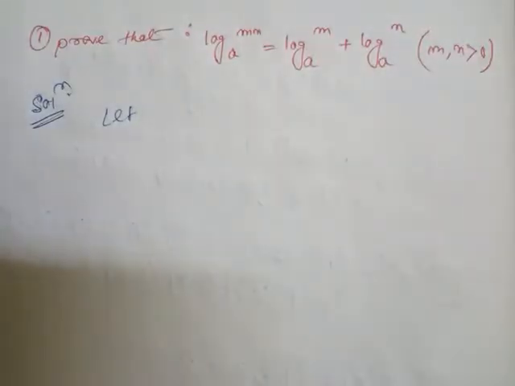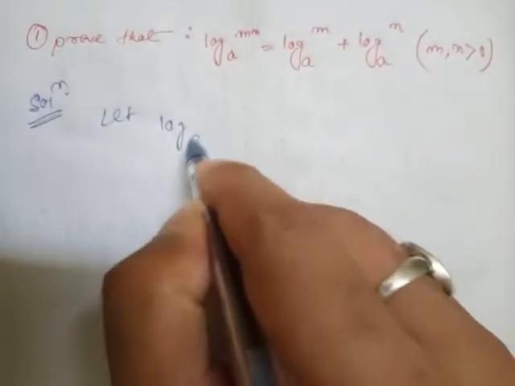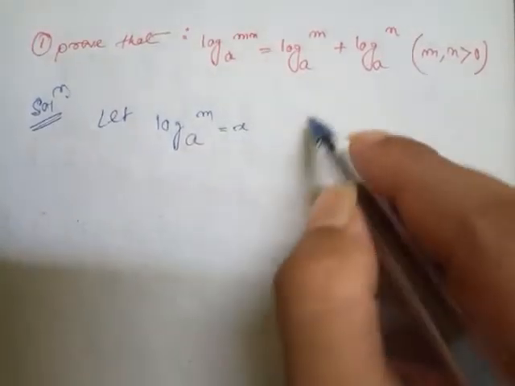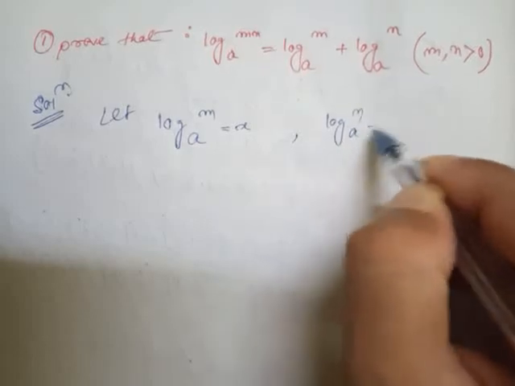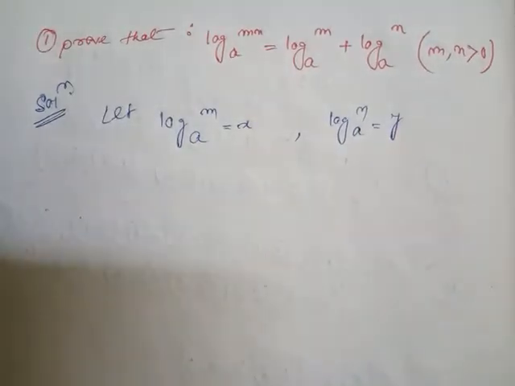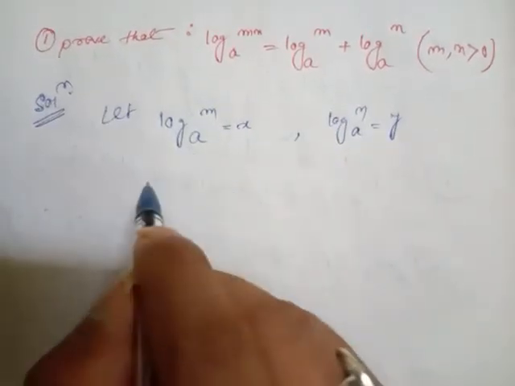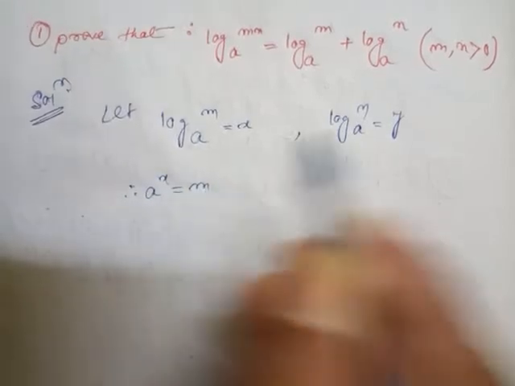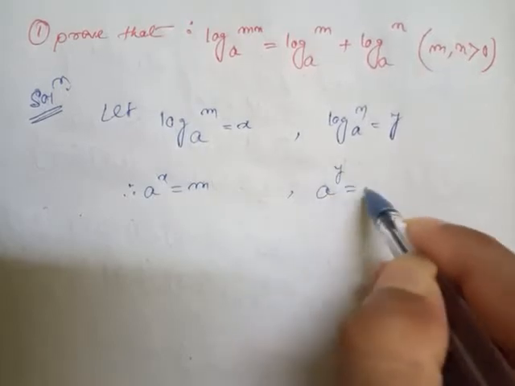Let log m base a equal to x. I have taken x, and here log n base a equal to y I have taken here now. So student, according to the definition of logarithm, this can be written like a to the power x equal to m, and this is also from the definition you can write that a to the power y equal to n.